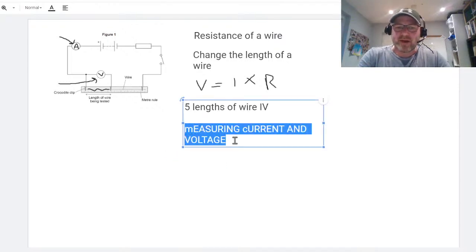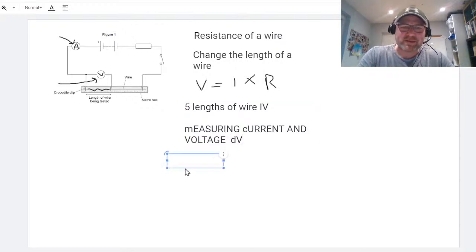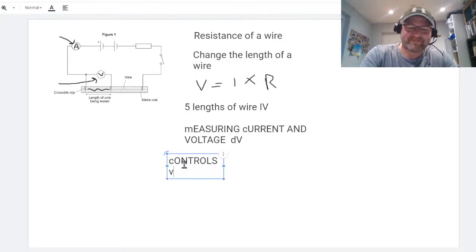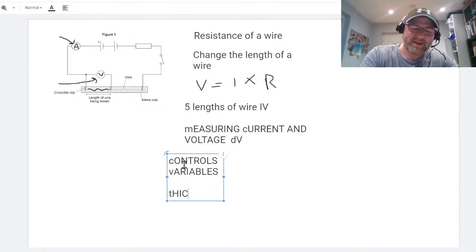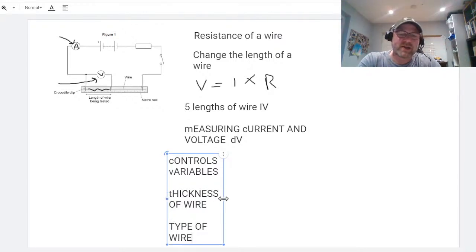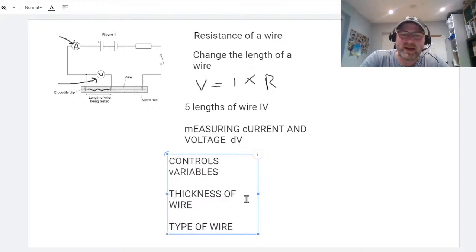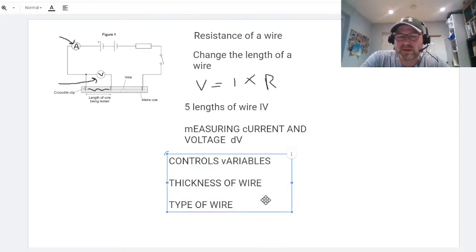This is my dependent variable, by the way. Your controls: what would I need to control? If I'm changing length, then thickness of wire and type of wire. They could give you a practical on any of these. They could say we're going to use 5 different metals, silver, copper, gold, platinum, then you've got to keep the length and the thickness the same. So you'll get marks for just coming out with some of the control variables.